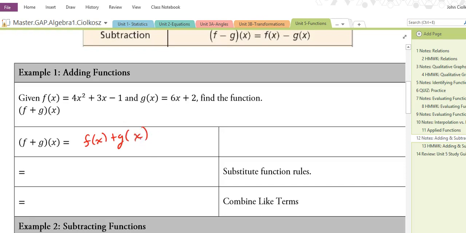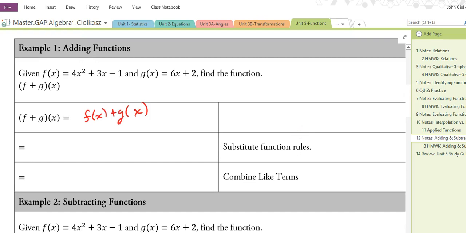Now to do this, let's plug some stuff in. So f of x is 4x squared plus 3x minus 1. I'm adding g of x, 6x minus 2. Our like terms, well, I've got only one thing that's squared, so I can't combine there. 3x and 6x, those both have just an x, so I combine them. Negative 1 minus 2, or minus 1 minus 2, however you want to think of it, they're like terms, so I get a minus 3.